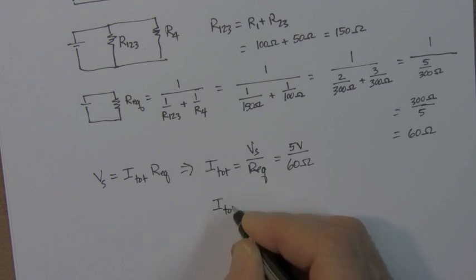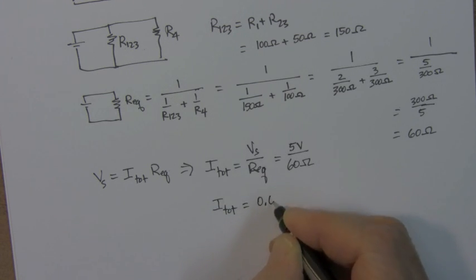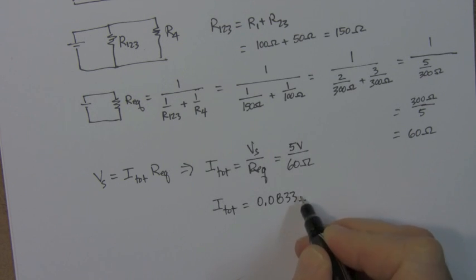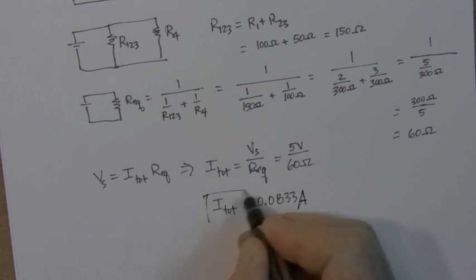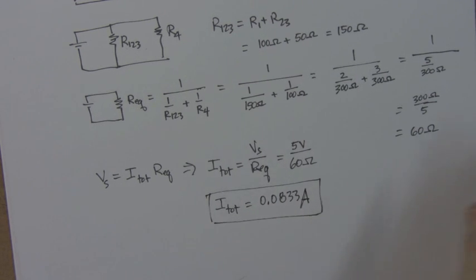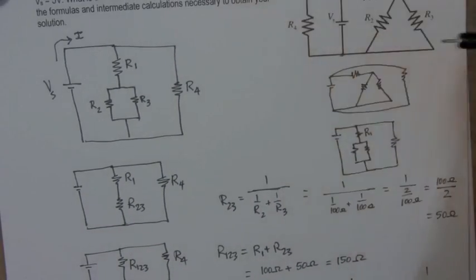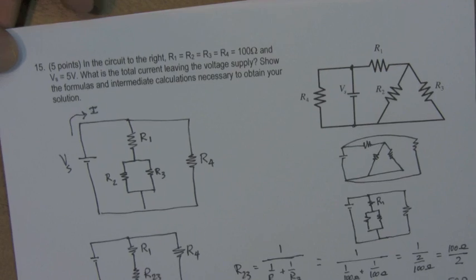So I total equals 0.0833 amps. Now, you can repeat this calculation with different values of R1s and R2s and R3s, but the process is the same.